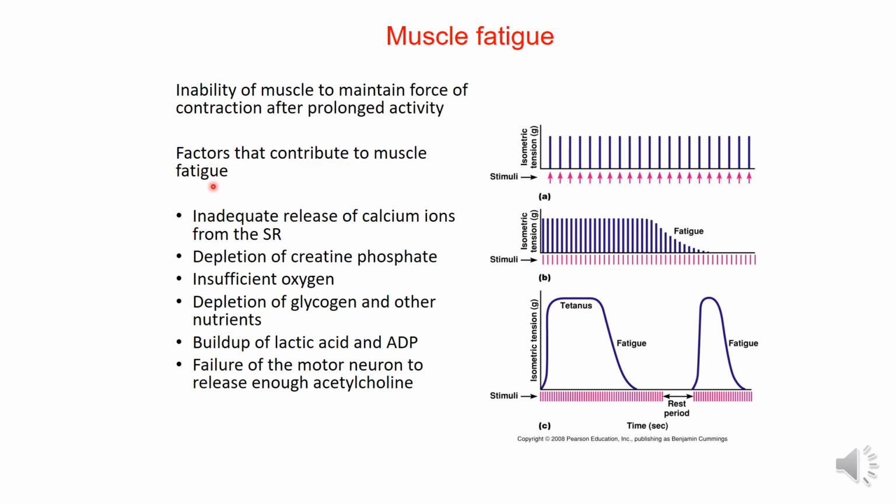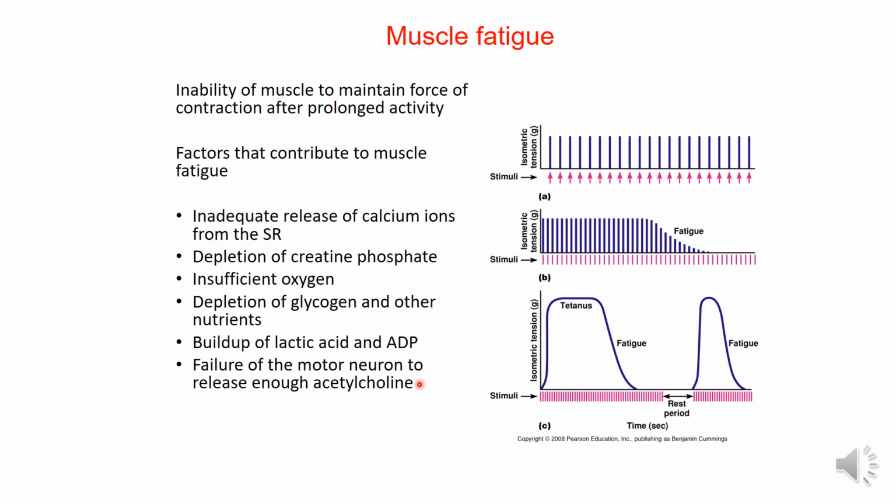Factors that contribute to muscle fatigue. What are the factors that can cause muscle fatigue? Inadequate release of calcium ions from the sarcoplasmic reticulum. Depletion of creatine phosphate. Insufficient oxygen. Depletion of glycogen and other nutrients. Build up of lactic acid and ADP inside the muscle. And failure of the motor neuron to release enough acetylcholine, or depletion of acetylcholine. This factor is known as synaptic fatigue or neuromuscular fatigue.